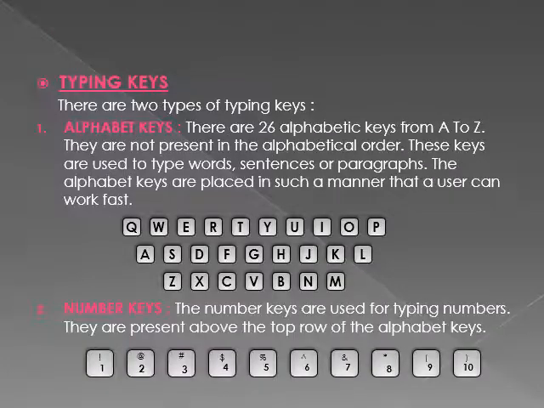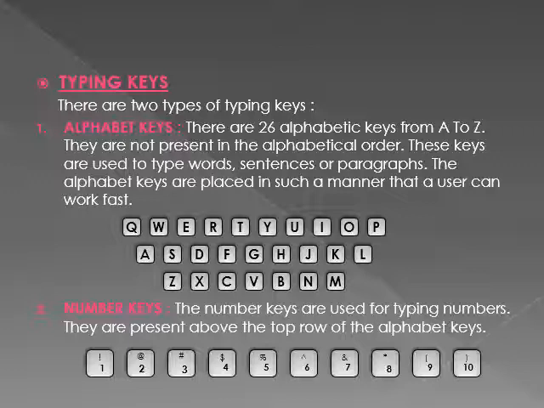Typing keys. There are two types of typing keys. First, alphabet keys. There are 26 alphabetic keys from A to Z. They are not present in the alphabetical order. These keys are used to type words, sentences, or paragraphs. The alphabet keys are placed in such a manner that a user can work fast.